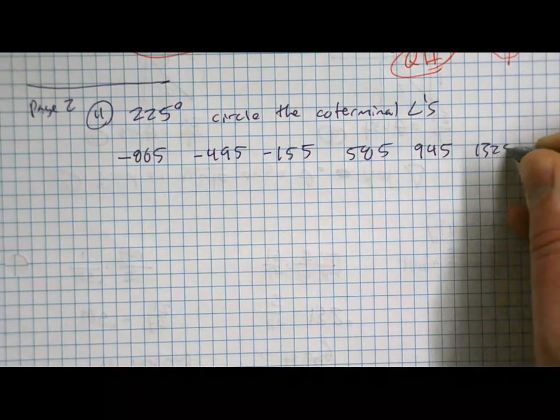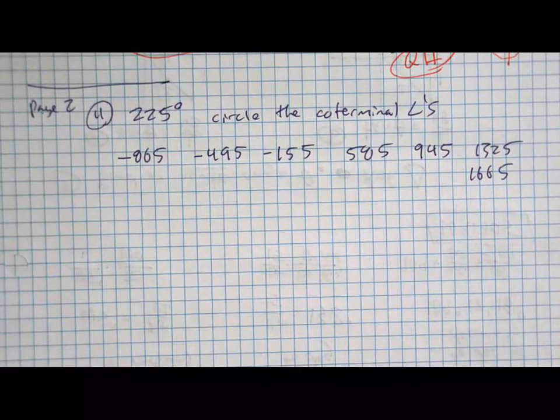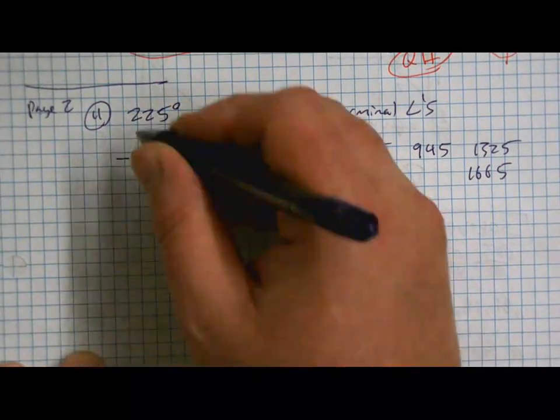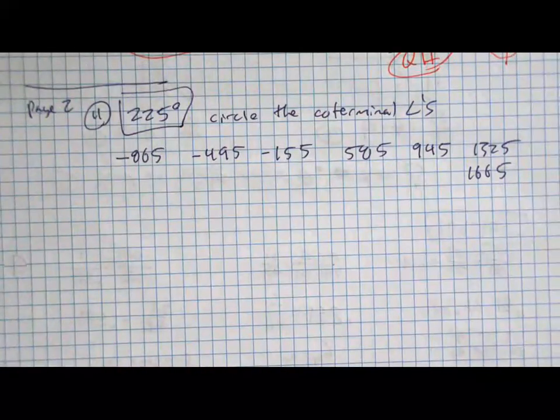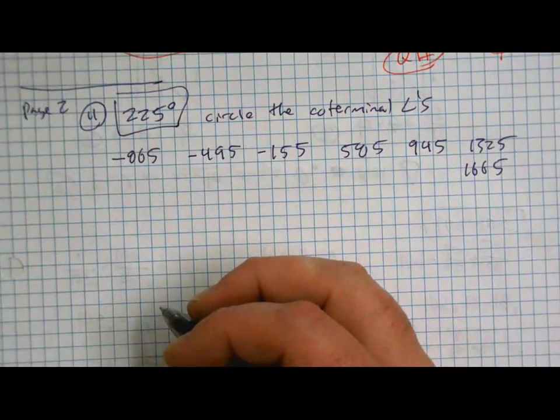I ran out of room. So 225 is what you're comparing it to. And then there'll be one in radians also.